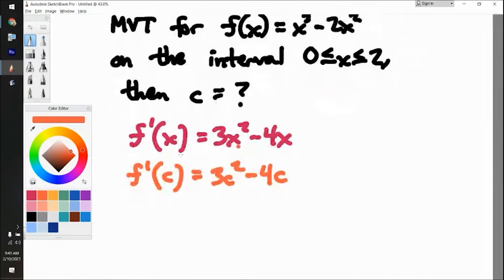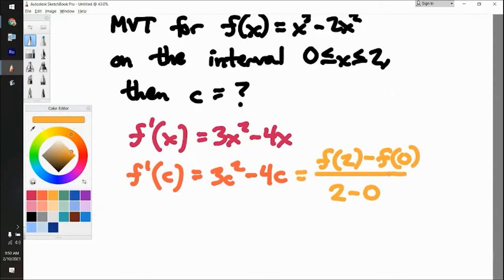Okay. We are going to set this equal to, remember, this is the instantaneous rate of change. We need to set this equal to the average rate of change. So we need to find the slope from 0 to 2. Okay, from x equals 2 to x equals 0. So on the bottom, the change in x is going to be 2 minus 0. But we need to plug in the 2 up top in the function, and then the 0 as well. So really, this yellow part is just the slope equation, stuff that you've seen from Algebra 1.